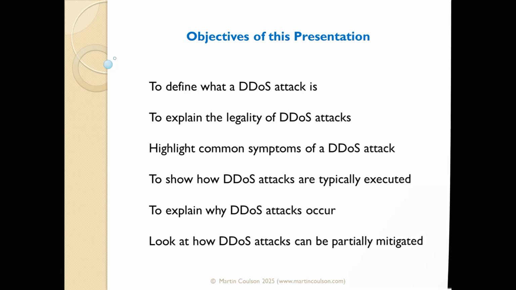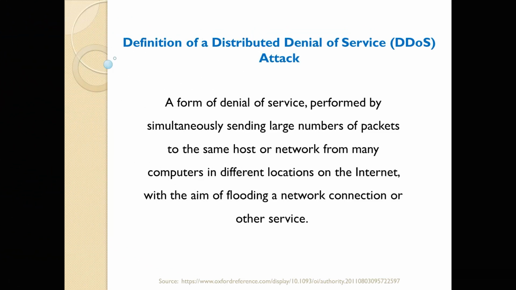So let's begin by defining what a distributed denial of service attack is. There are many forms of a DDoS attack, but the Oxford Dictionary defines one form of a DDoS attack as follows. A form of denial of service, performed by simultaneously sending large numbers of packets to the same host or network, from many computers in different locations on the internet, with the aim of flooding a network connection or other service.